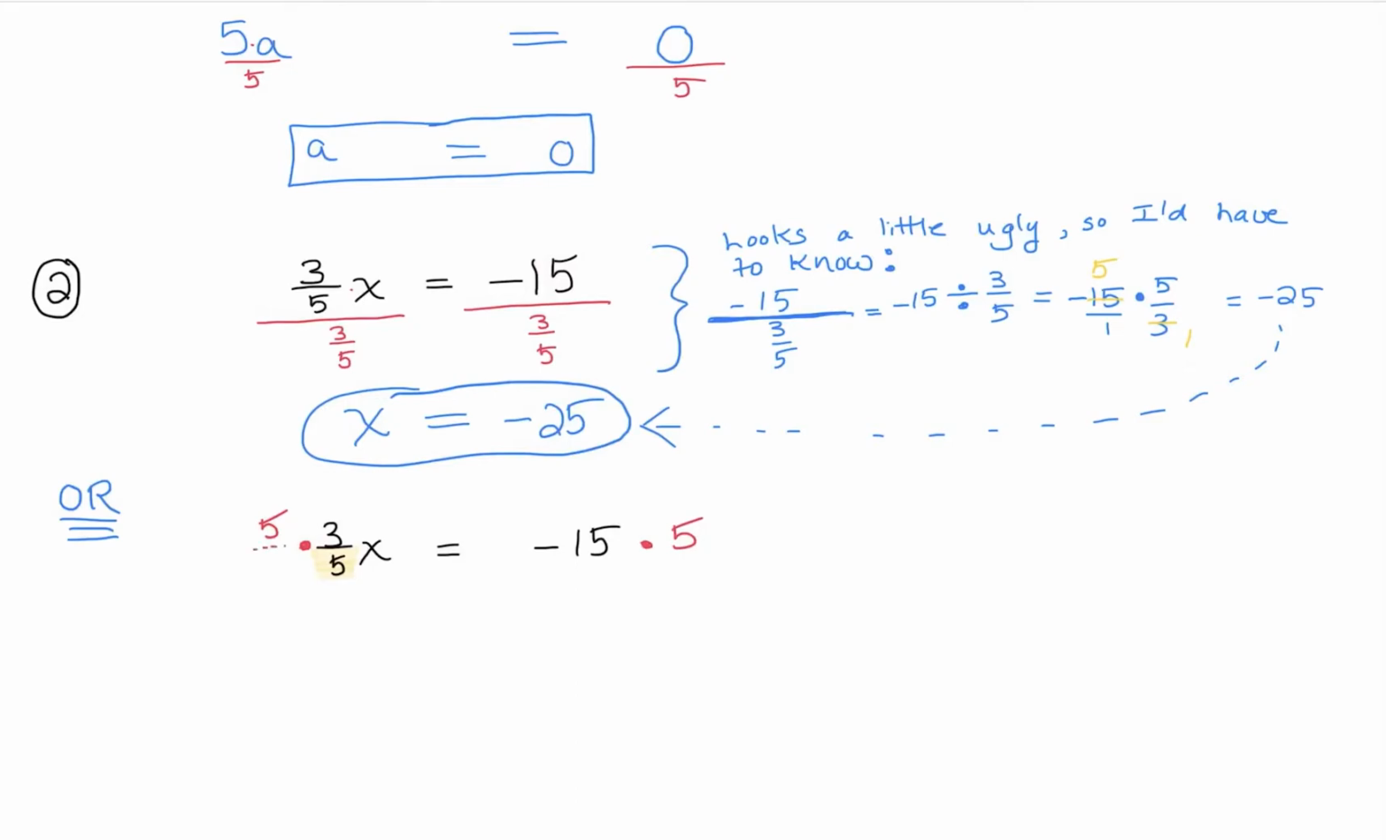Now, again, if it helps you when you're looking at fractions, think of that as 5 over 1. But the whole reason we did that is to reduce those 5s. So now on the left-hand side, we would just have the 3 times the x, so 3x. On the right-hand side, negative 15 times 5 would give us negative 75. And now our last step is down to something a little more familiar. To get rid of that 3 times x, we divide by it. And so dividing by 3, we have our, of course, same answer of negative 25. All right, so that's another approach.